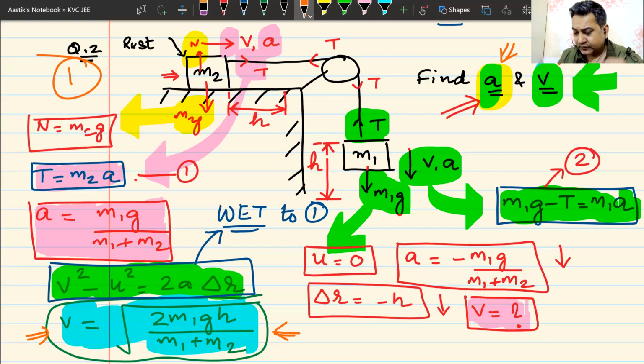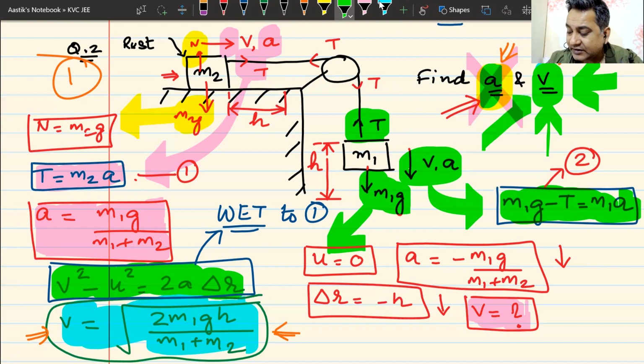If acceleration was not asked, obviously I can find out acceleration as well, but let me not get into that part. If acceleration was not asked in this question, and you were simply asked what is the velocity after the height fallen is h, you don't have to do the entire thing. Most probably you will be asked this velocity rather than the acceleration.